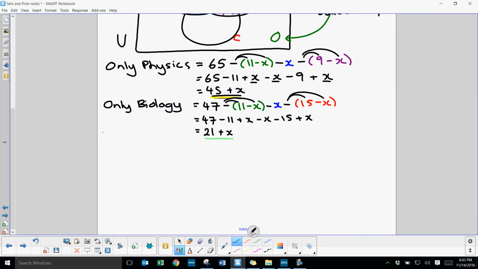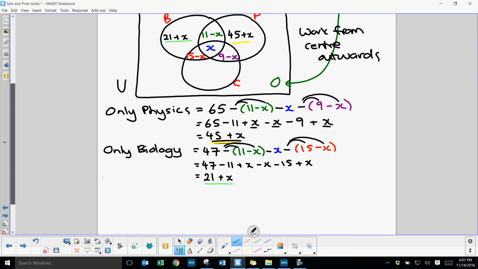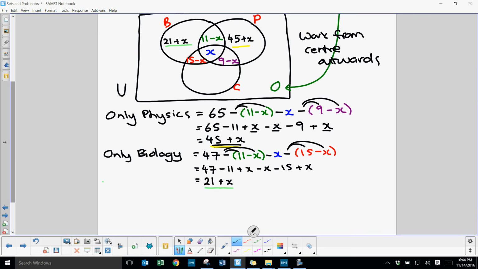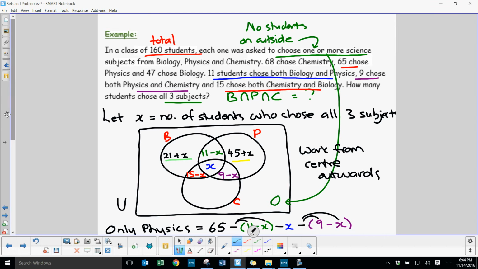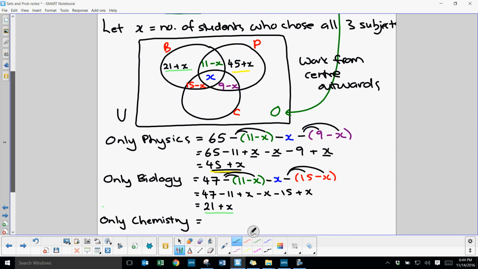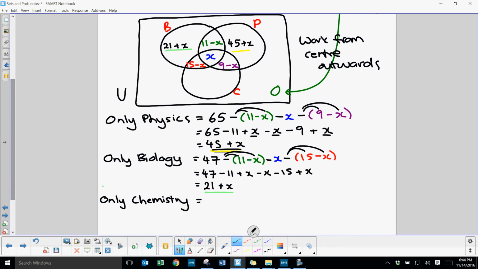Last one we've got to do is now chemistry only. So let's see, only chemistry. That's how we'll label this part. You can see this is a lot of work, and it's meant to be a lot of work. This is meant to be a difficult question. So only chemistry. Look up at the question, how many study chemistry in total? So 68 chose chemistry. So we've got to start with 68 equals, sorry, 68 minus.